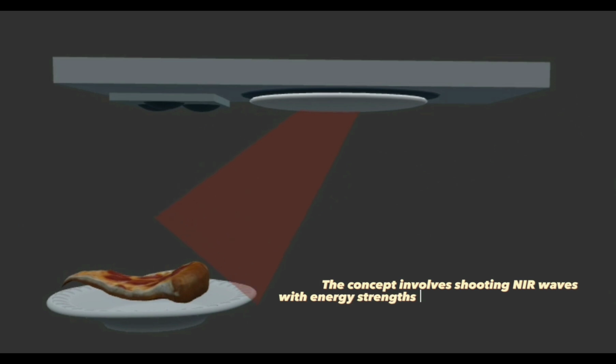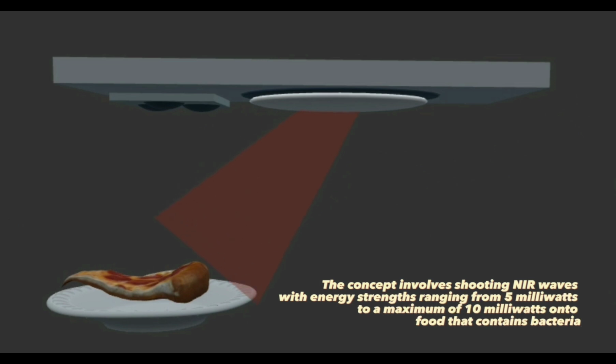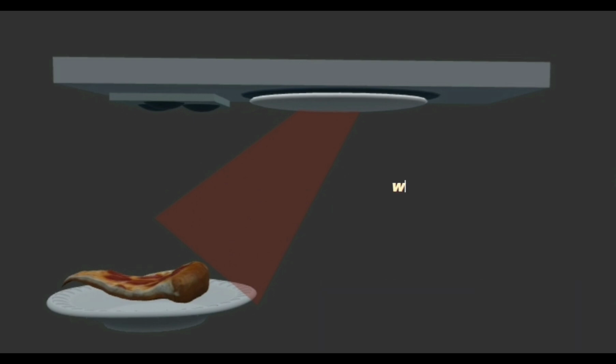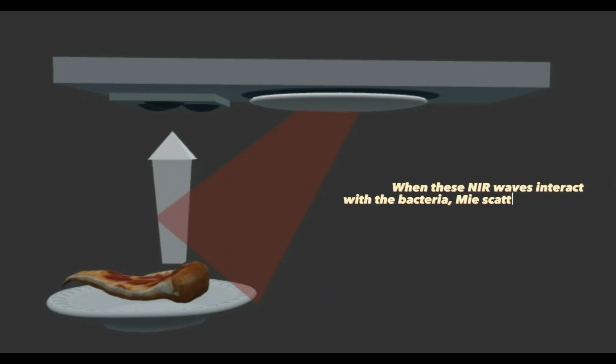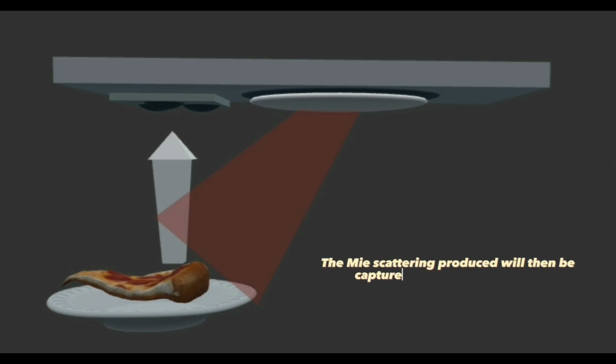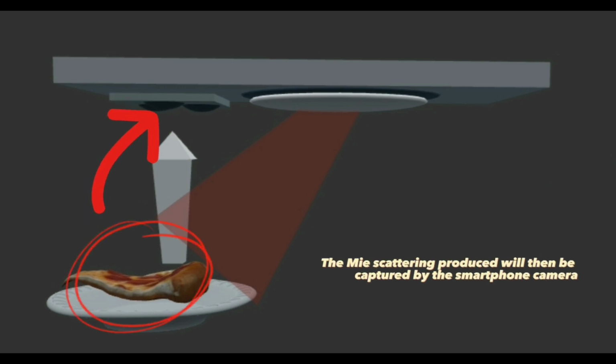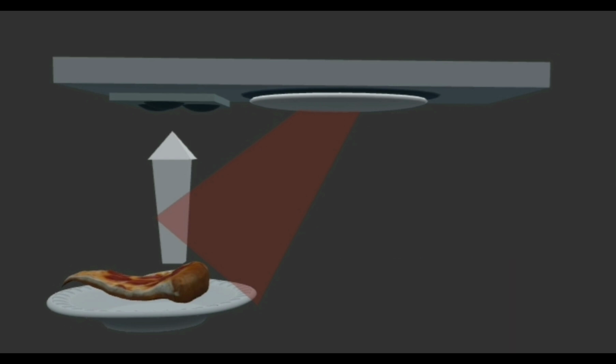The concept involves shooting an NIR wave with energy strength ranging from 5 mW to a maximum of 10 mW onto food that contains bacteria. When this NIR wave interacts with the bacteria, mist scattering occurs. Mist scattering is the scattering of light by particles whose size is comparable to the wavelength of the light. The mist scattering products will then be captured by the smartphone camera.